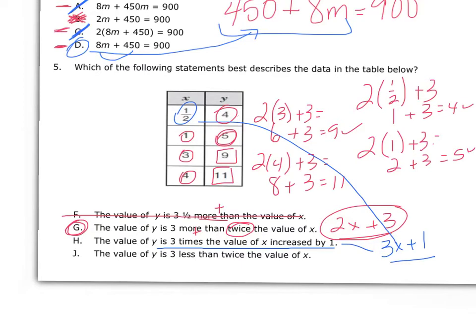J, it says the value of y is 3 less than twice the value of x. So twice the value of x, and then 3 less means we subtract 3 from it. And then we take the x and plug it in each time and see if that works. But G is the answer for that one.